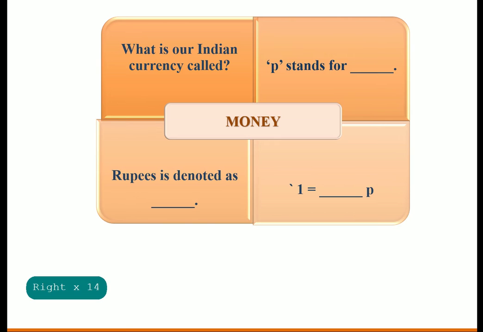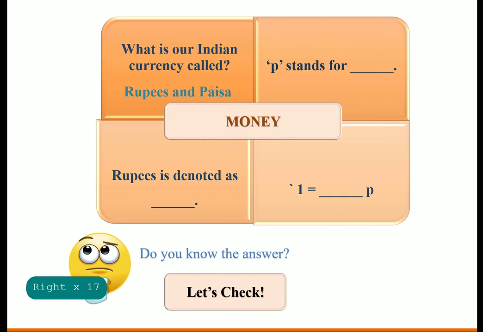Okay, let me answer the first question first. What is our Indian currency called? It is rupees and paisa. The Indian currency is called rupees and paisa. P stands for paisa. Rupees is denoted as R. There is the symbol of rupees, and it is R with a line cut between them. I will show it in the lecture.